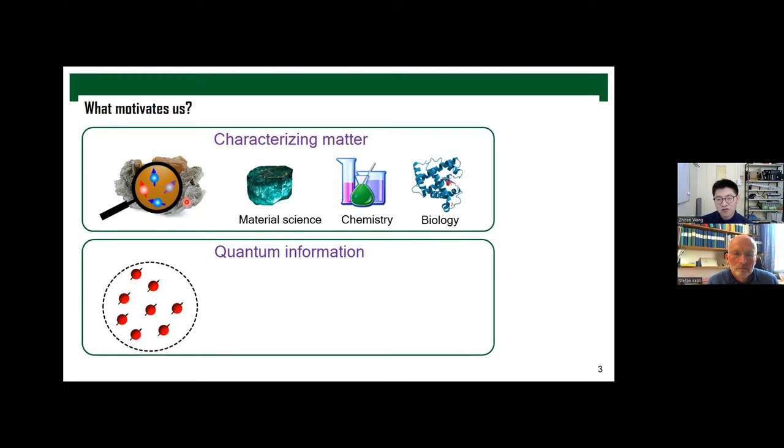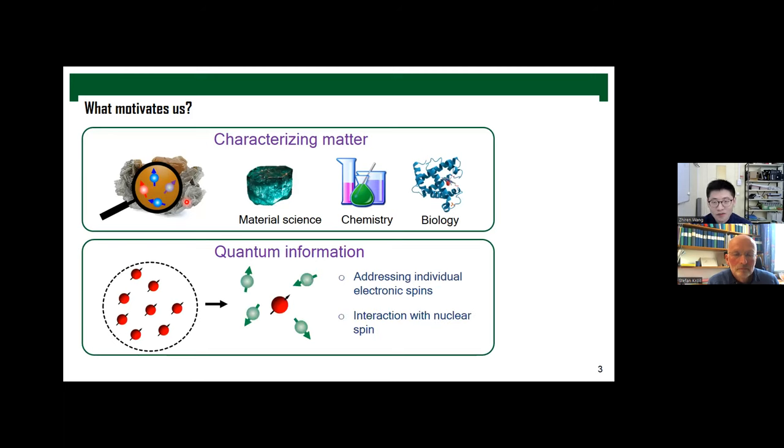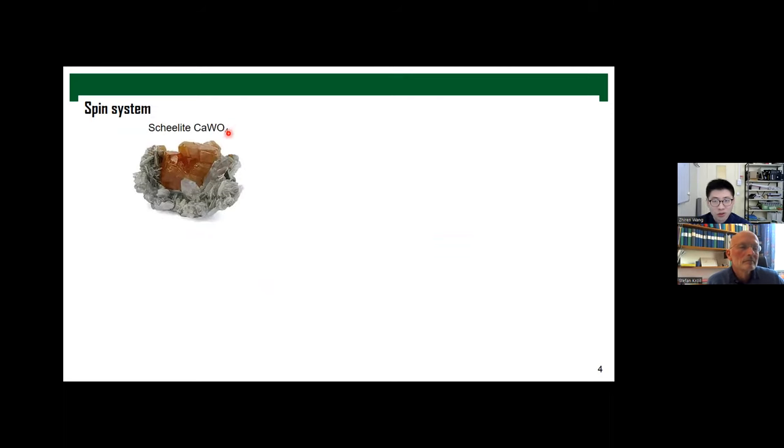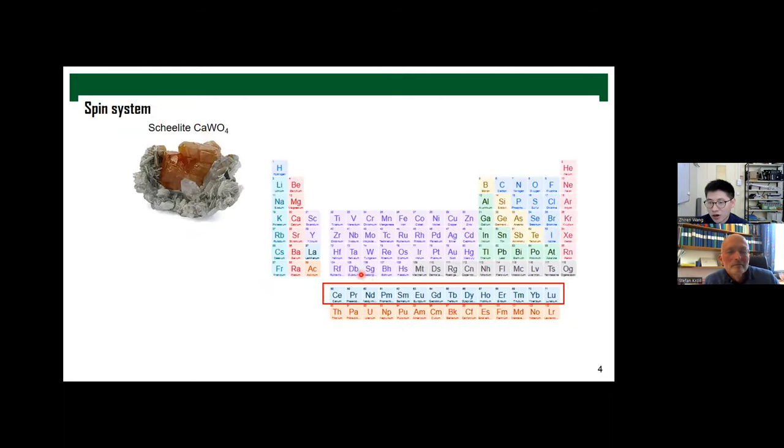Another application is quantum information. For example, if we can reach single spin sensitivity and control a single spin, we can use it as a qubit. Through the spin, we can also probe its nuclear spin environment, and we can even control the nuclear spin and use this electron spin as a quantum sensor. In both cases, talking to individual spins, which means control and readout, is very important. The spin system we work with is a scheelite crystal, or calcium tungstate, and there are many impurities inside. We're interested in erbium.